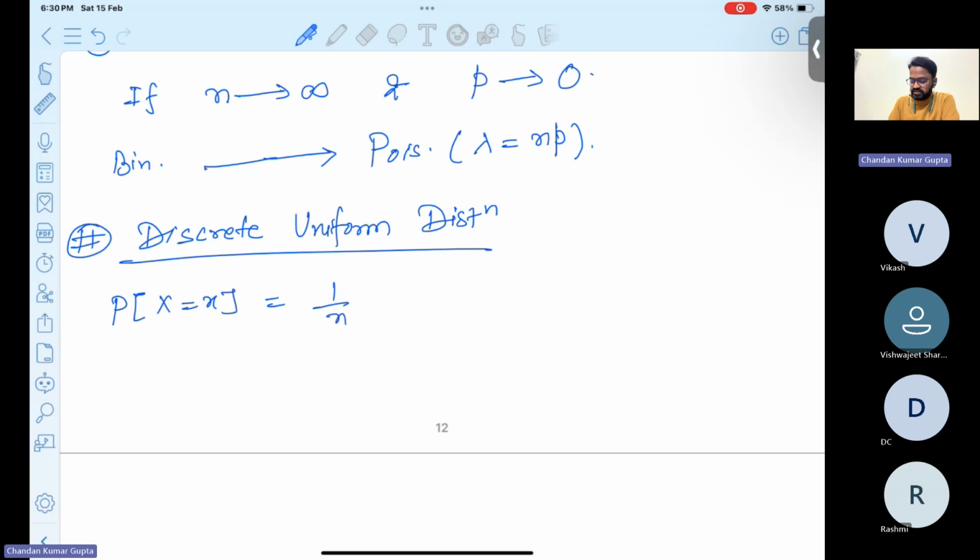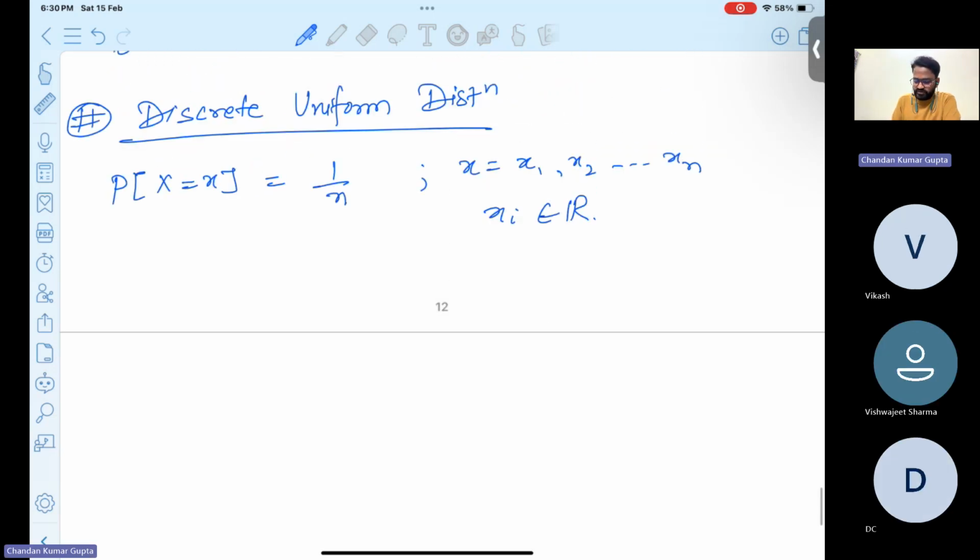The PMF is 1 by n, where x takes values x1, x2 up to xn. Here xi can be any real number. Like rolling a die, getting 1, 2, 3, 4, 5, and 6 all have the same probability of 1 by 6. So this is an example of the discrete uniform distribution.